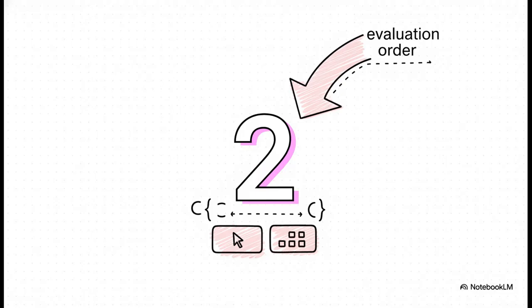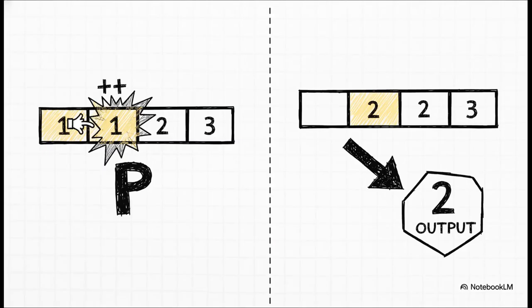So let's break down exactly why, step by step. See, with the prefix ++, things get evaluated right to left. So first C figures out star P, which gets the value 1. Then the ++ is applied directly to that value, changing the 1 into a 2. And it's this new, shiny value of 2 that gets sent to the print function. But what's really important is that the original value back in the array has now been permanently changed to 2.